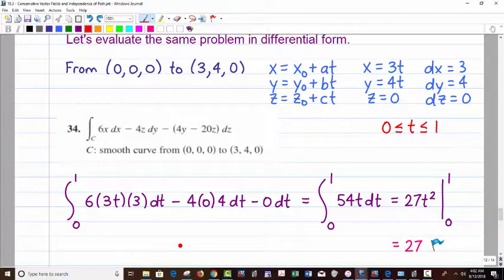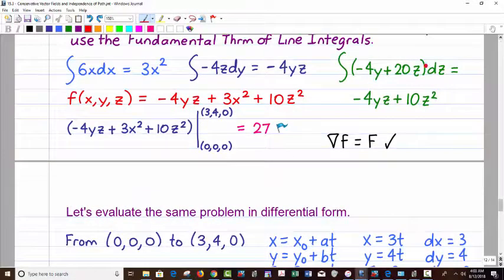So let's make sure I got that. That's a 0, because this dz here is 0, so it wipes out all this. And then this was going to be 0 because of the z, not the dy. The dy is still 4 dt, but the 0 for the z wipes all that out. So you're just left with this. It's the antiderivative of 54t dt, which is 27t squared. 0 to 1 makes it 27, which is the answer we got right up here.